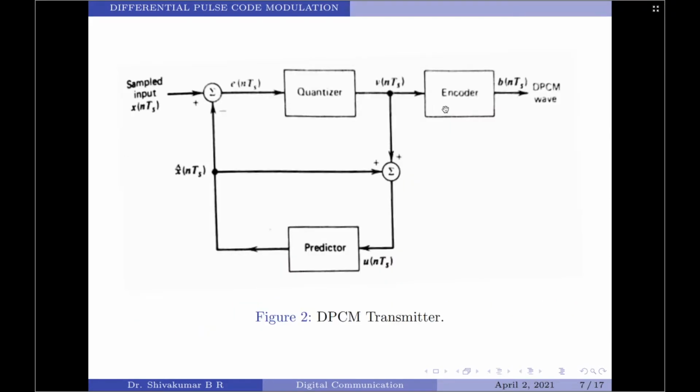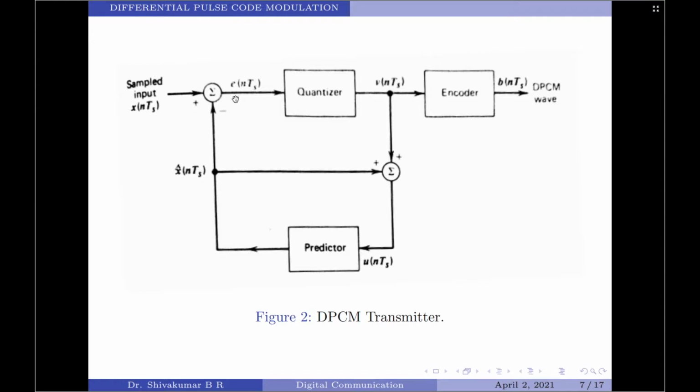Let us now come back to the DPCM transmitter and verify this. So, you can see the prediction, which is x cap(nTs), is produced by using a predictor which is shown here, whose input consists of the quantized version of the input signal. So, you see the error signal is e(nTs) and the quantized version of the error signal is v(nTs). So, v(nTs) and x cap(nTs) are added together to create the input to the predictor.